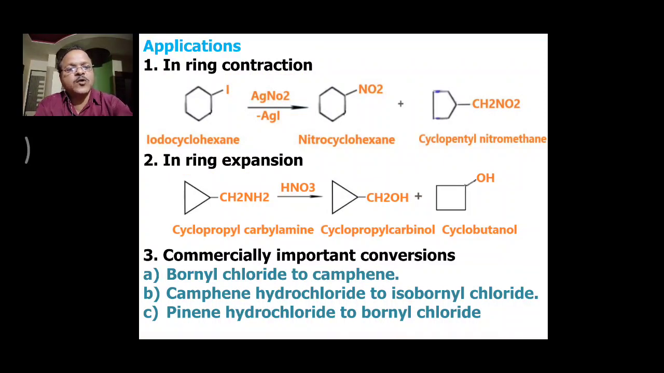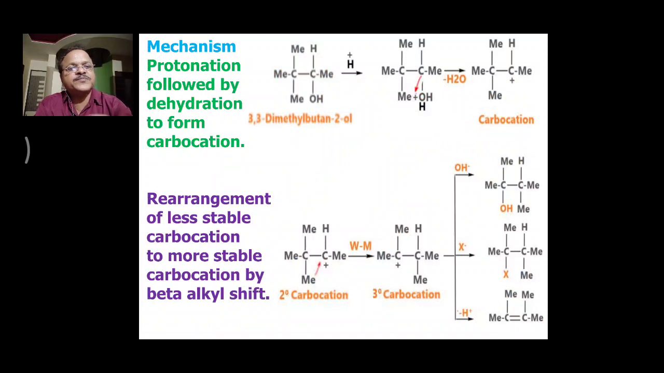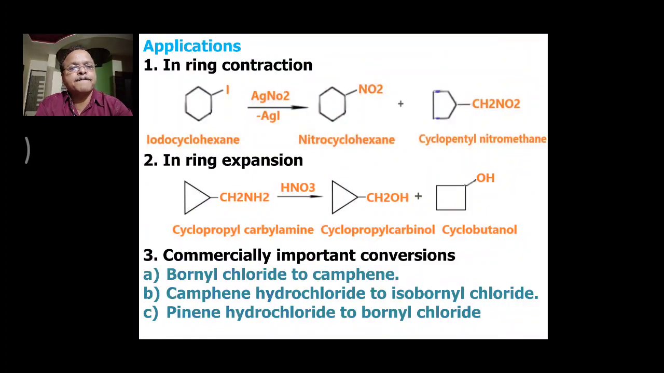The second application is ring expansion. Now this is cyclopropyl carbinyl amine. Cyclopropyl carbinyl amine on reaction with nitrous acid forms cyclopropyl carbinol and cyclobutanol. So this is a 3-membered ring and this one is a 4-membered ring. There is expansion in the ring.